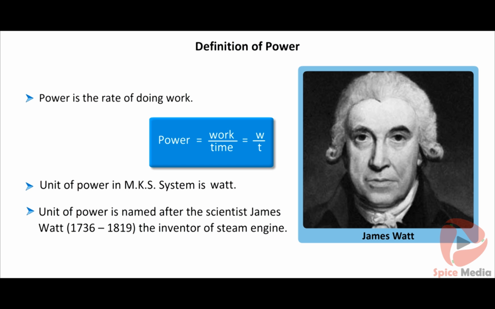1 watt of power is the power achieved when 1 joule of work is done, or 1 joule of energy is transferred in a time of 1 second. Power is a scalar quantity.